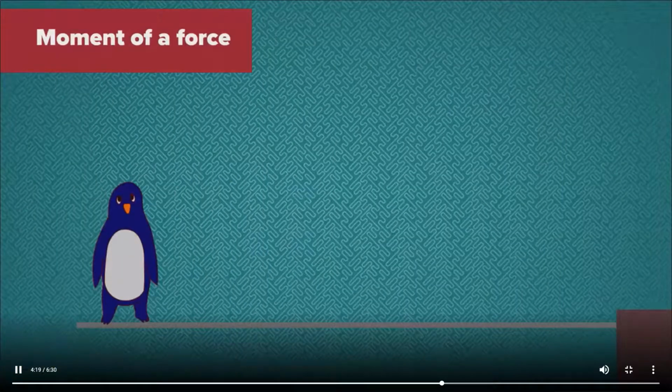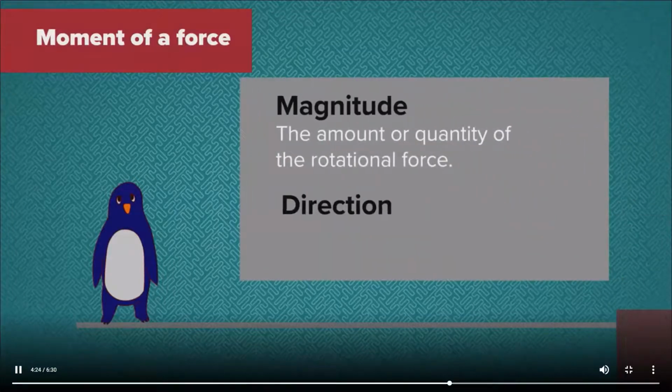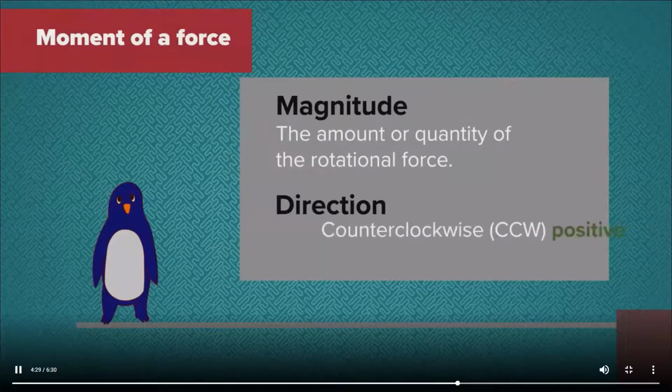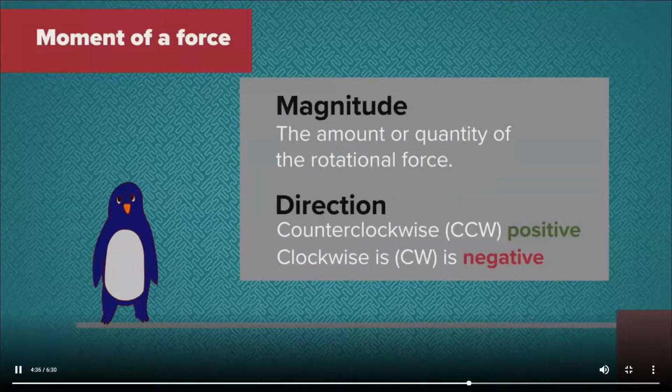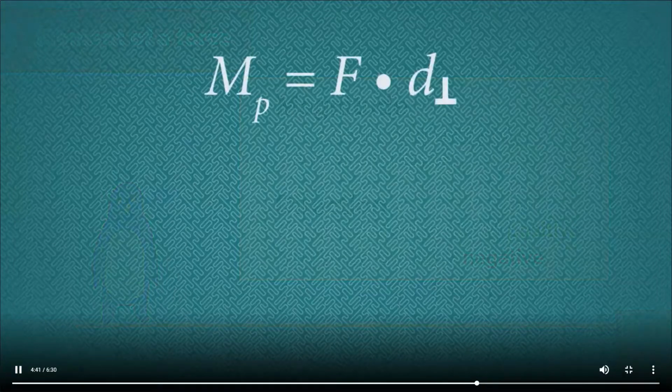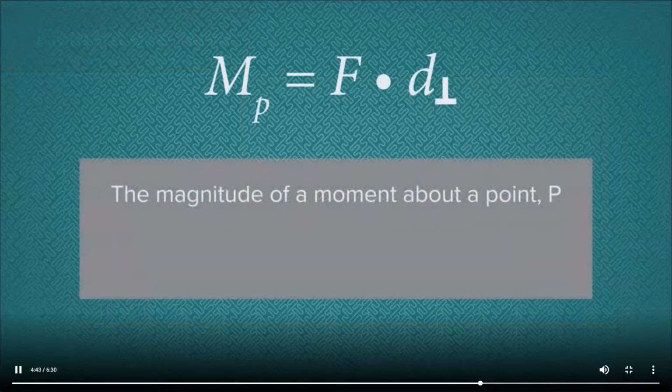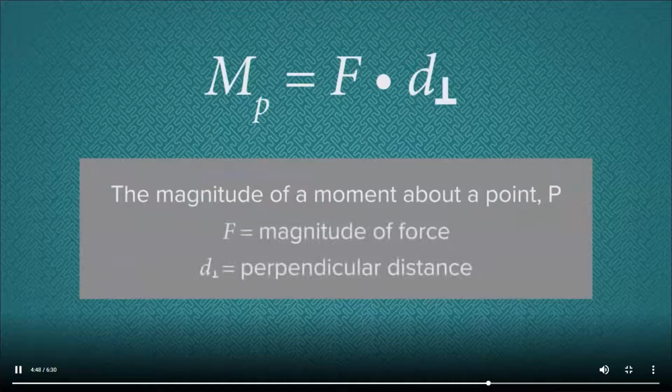Consider the moment caused by the weight of a penguin on a diving board. We need to know the magnitude and the direction of the moment to fully describe it. Typically, a moment that causes counterclockwise rotation is positive, and a moment that causes clockwise rotation is negative. We use this convention only to make calculations easier and consistent. Write this formula in your notebook. It says the magnitude of a moment of a force about a point, P, is equal to the force times the perpendicular distance from the point to the force.